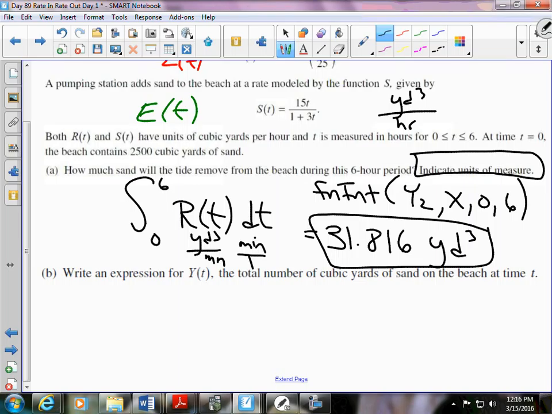Oops, sorry. This should have been hours and that should have been hours. It'll still cancel, that's good. R of t is measured in cubic yards per hour, and time is measured in hours. The units of the differential are hours.